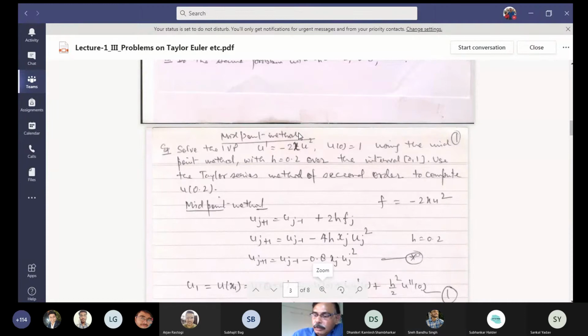So draw a line the way in the very beginning you have seen. X naught you write that 0, and the other end is 1. So x1 you write 0.2, x2 you write 0.4, x3 you write 0.6, and so on. Up to that, what will be 1.0? In terms of x, it will be x5.